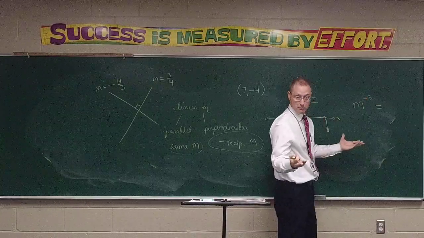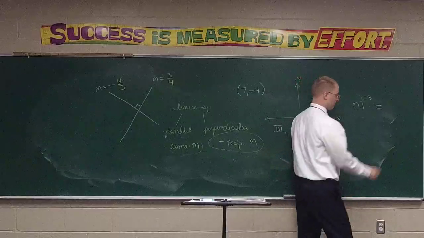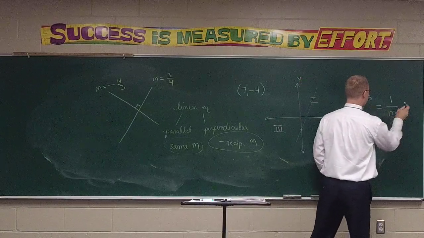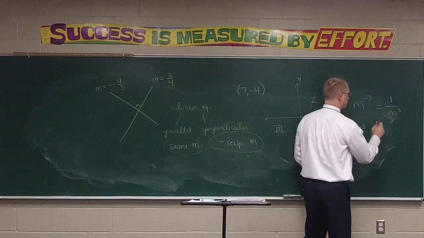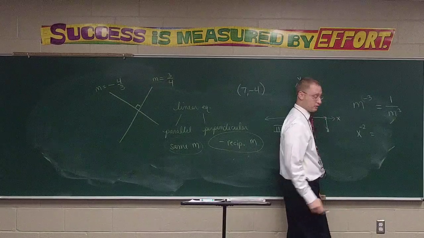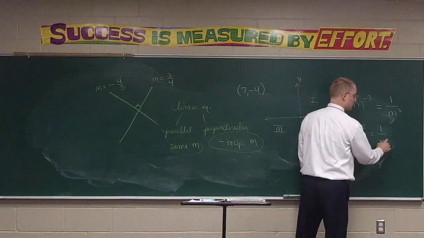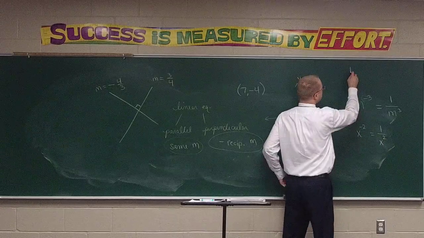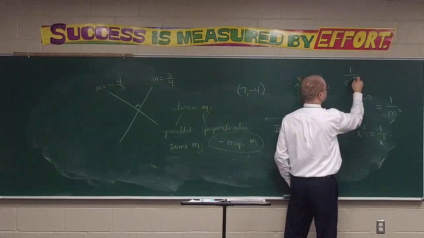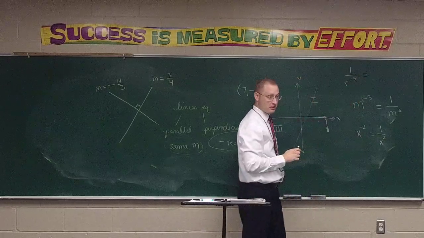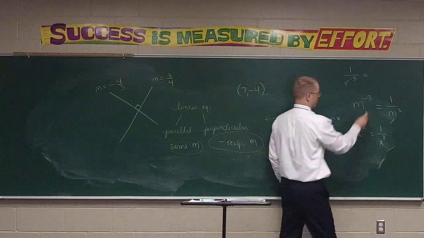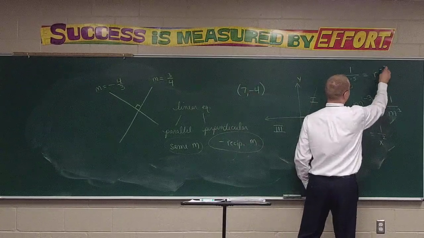What would be the reciprocal of m cubed? 1 over m cubed. What would be x to the negative second? x squared. What would be 1 over r to the negative fifth? r to the fifth over 1, or we could just say r to the fifth, right?